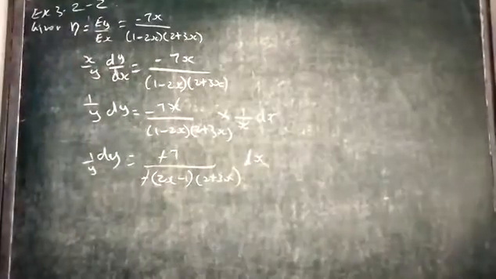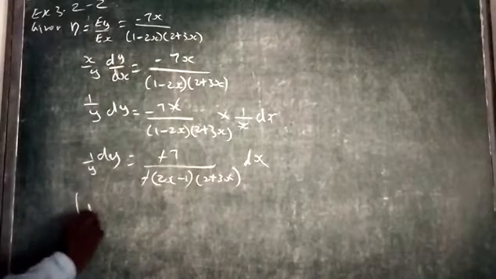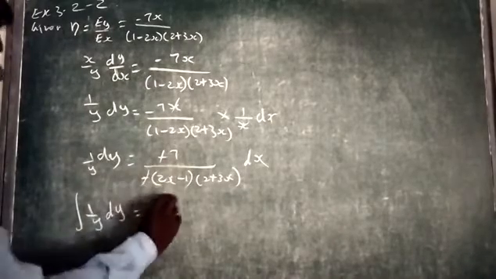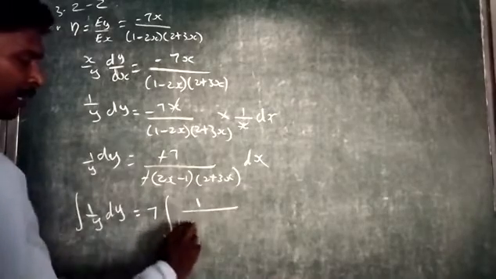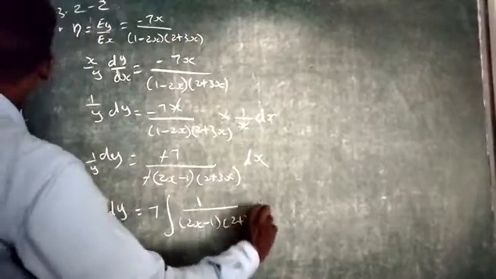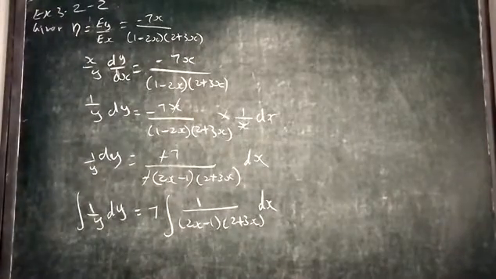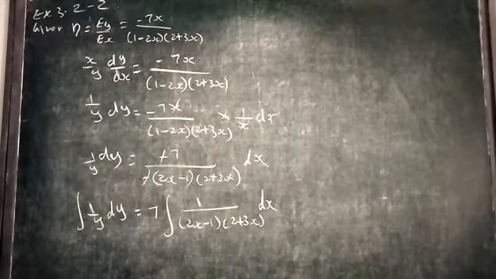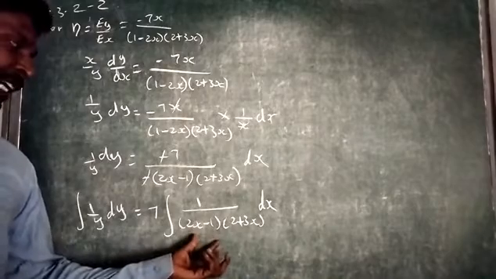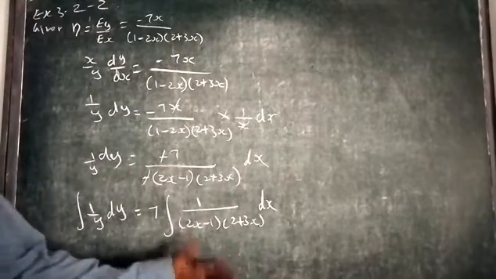Now you want to find y, so you are going to integrate on both sides. So integral of 1 by y into dy. Here 7 is a constant term, take it out of the integral, then 1 by (2x minus 1) into (2 plus 3x) into dx. Now using integral calculus, direct integration is not possible, so use partial fractions to separate the term.